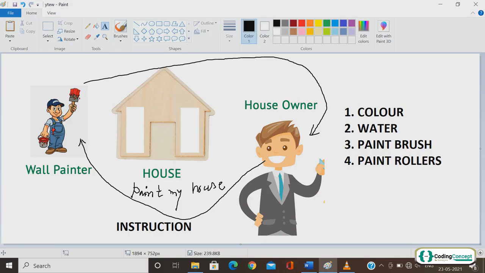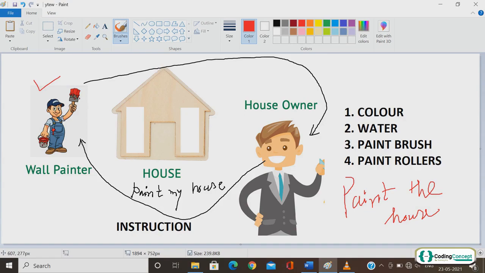So what is the task here? Here the task is paint the house, isn't it? The task is to paint the house. Paint the house is the task. So who is performing the task? Obviously the task will be performed not by the house owner. The task will be performed by the wall painter. So here the wall painter is actually working like a computer.